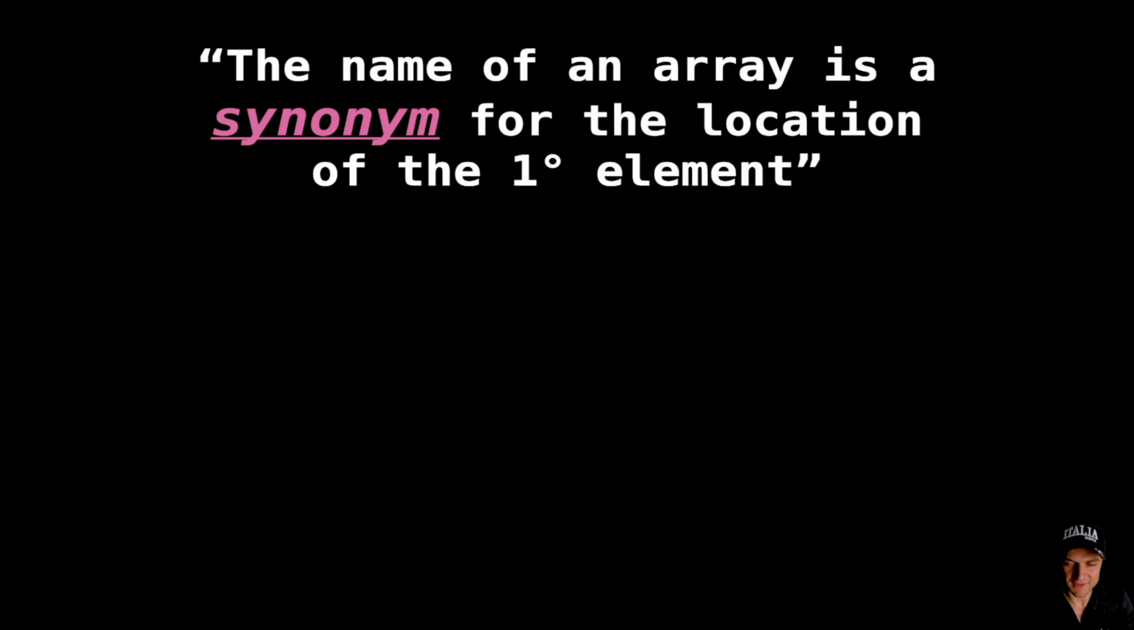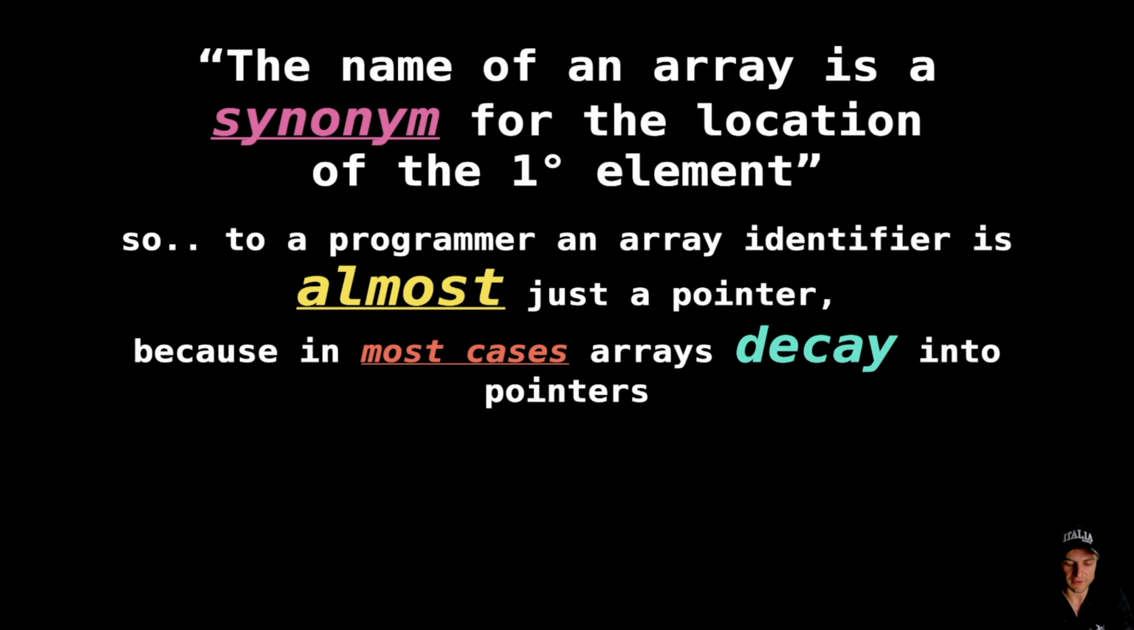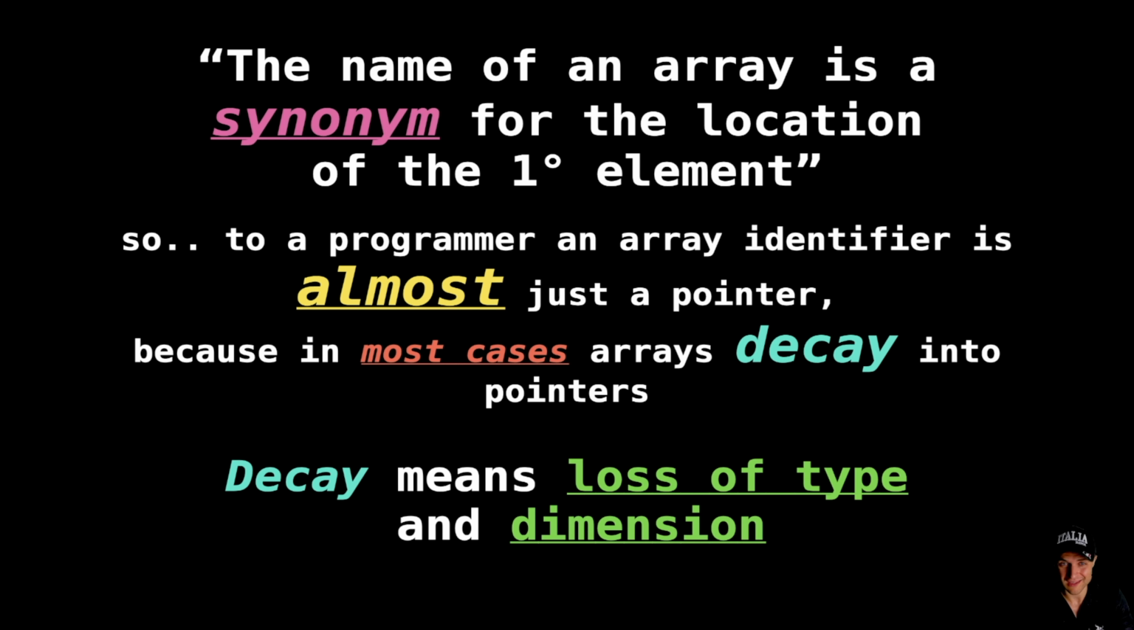So let's start from this definition. The name of an array is a synonym for the location of the first element. So basically the name of the array is an alias. So to a programmer, an array identifier is almost, and this almost is very big, just a pointer, because in most cases, arrays decay into pointers. Decay is a fancy word that means loss of type and loss of dimension.